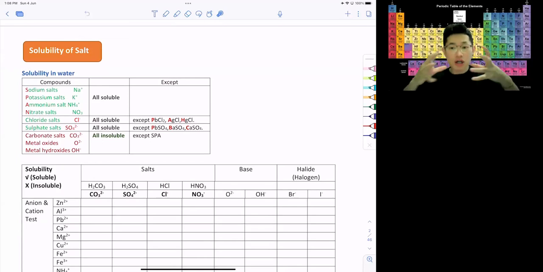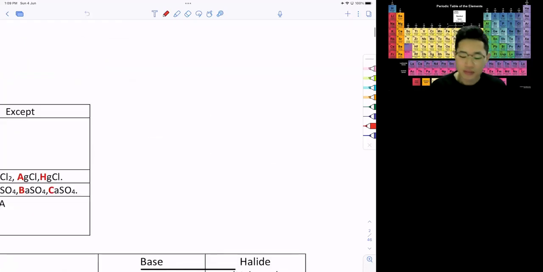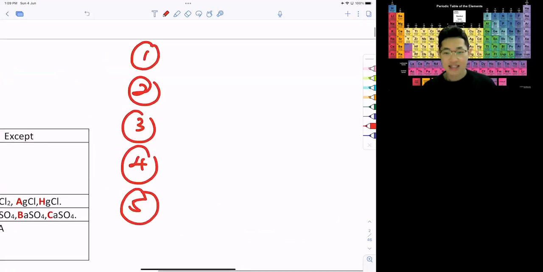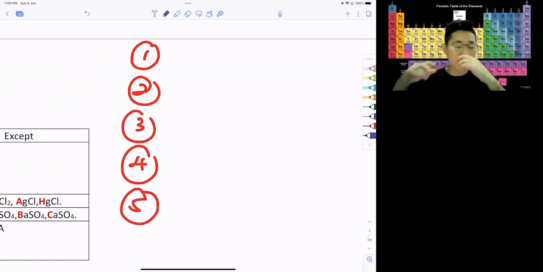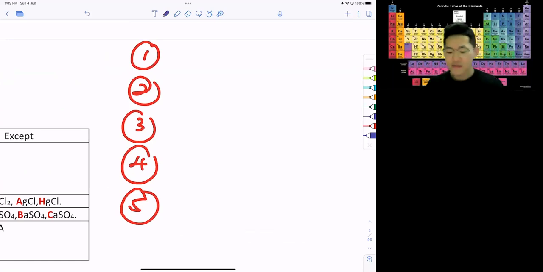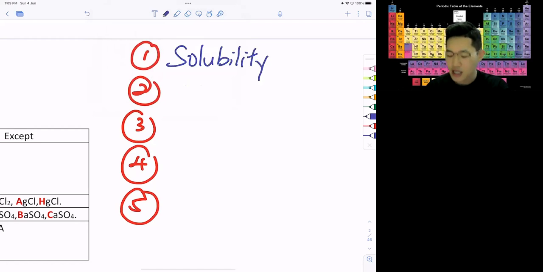So to do salts, you have to do a few major parts. You have to know these 5 major parts before you can start doing questions, because usually questions mix all these 5 things together. The first one is the solubility of salt. In the solubility of salt, you have to be able to tell me whether the salt can dissolve in water or not. This is what we'll be going through later.